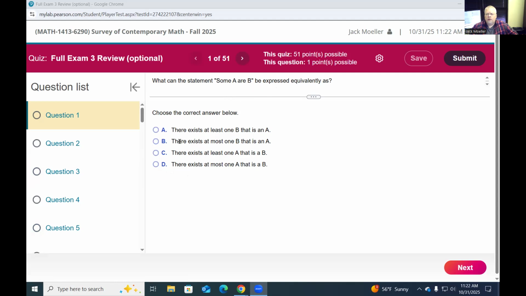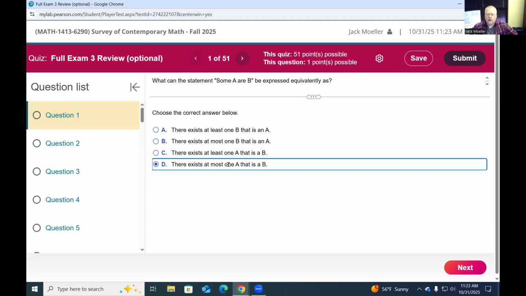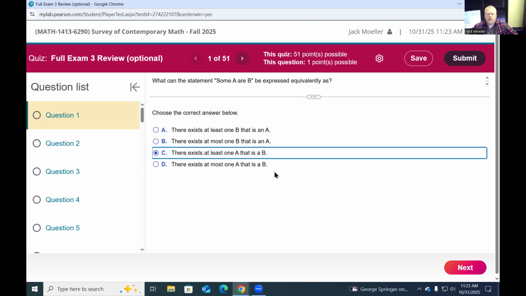So, some A or B. The order matters. When I'm looking at this, A and B, I would immediately eliminate because they're starting with B going to A. We're focusing on A in relation to B, so I would start with either C or D. C: there exists at least one A that is B. That "at least one" sounds like some. D: there exists at most one A. Well, if it says at most one, it could be one or it could be none. Since it could be none, and none is not some, that would be C.